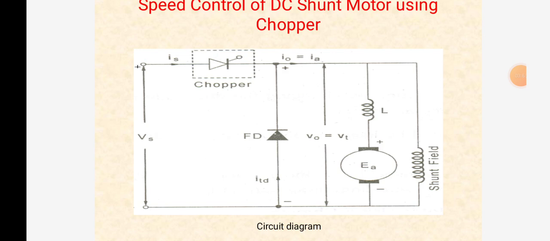Here alpha is the duty cycle, that is T on by T, the turn on time by total time. Here frequency f is equal to 1 by T. Hence output voltage is equal to f into T on into Vs. Hence the output voltage V naught can be varied by varying the duty ratio of the chopper while keeping the operating frequency constant. In the other method, the output voltage can be varied by keeping the on period constant and varying the operating frequency.